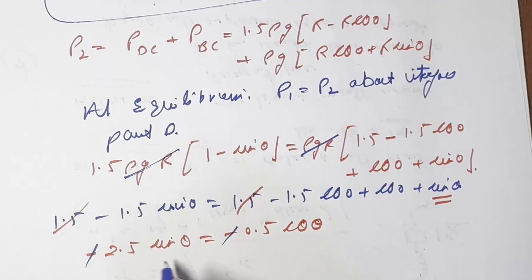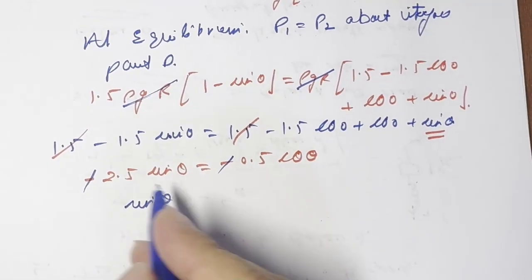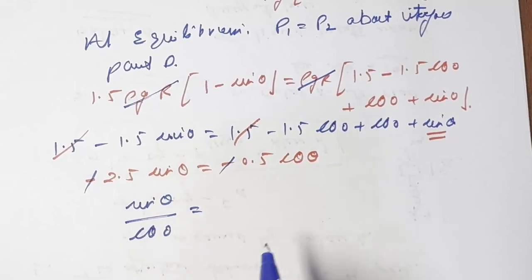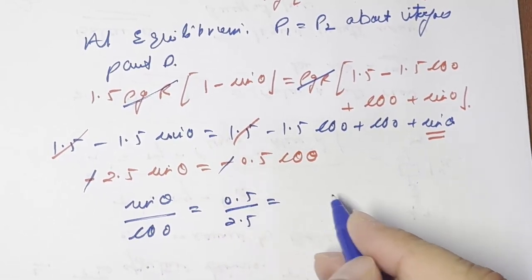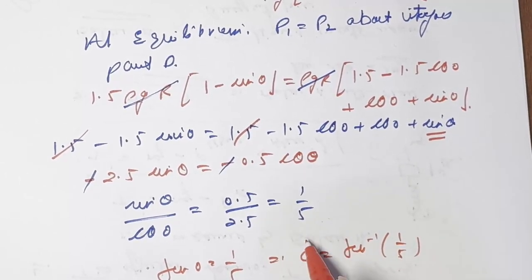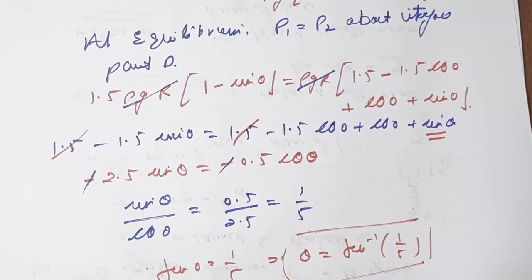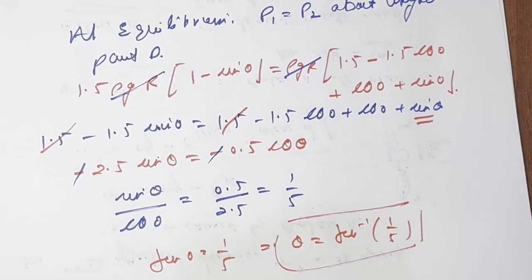Minus and minus goes away, so we can write this as sine of theta over cos of theta, and this will be equal to 0.5 divided by 2.5, and that is equal to 1 upon 5. So therefore we can say tangent of theta is equal to 1 upon 5, and theta is tangent inverse of 1 by 5. So this is the value of theta, the angle.